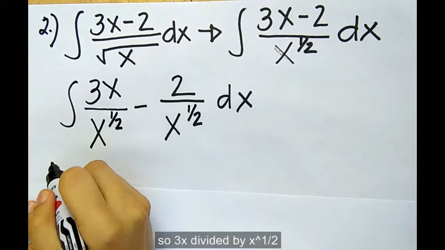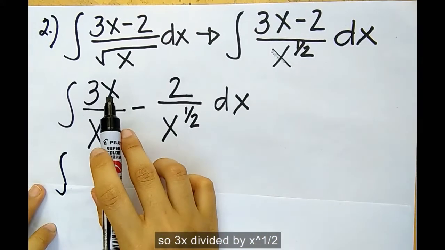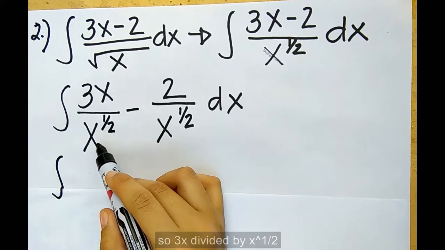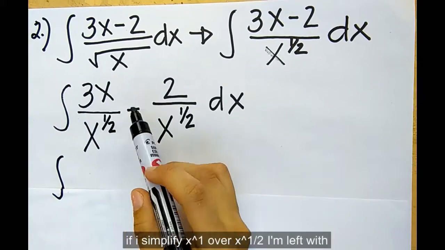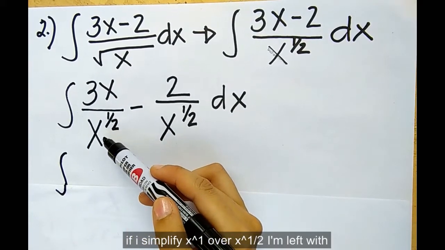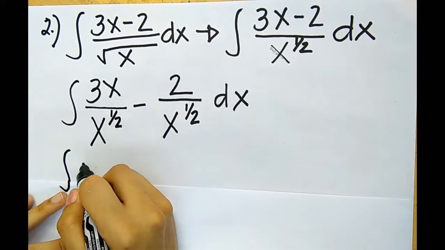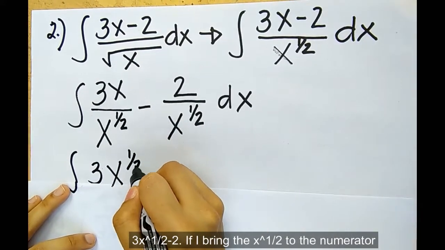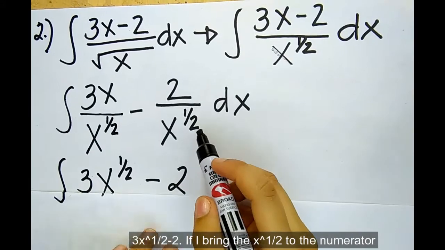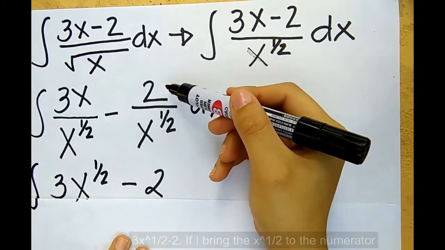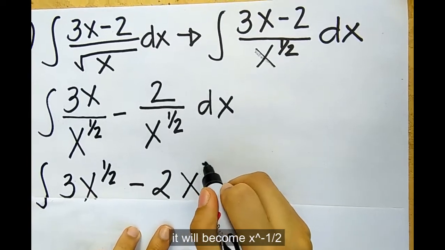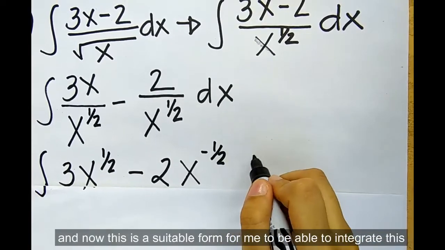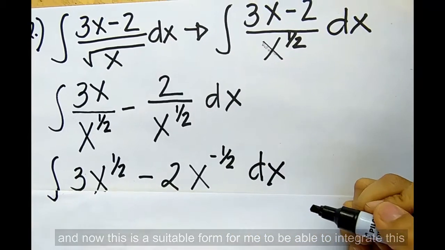So 3x divided by x raised to 1/2. If I simplify x raised to 1 over x raised to 1/2, I'm left with 3x raised to 1/2 minus 2. If I bring the x raised to 1/2 to the numerator, it will become x raised to negative 1/2. And now this is in a suitable form for me to integrate.